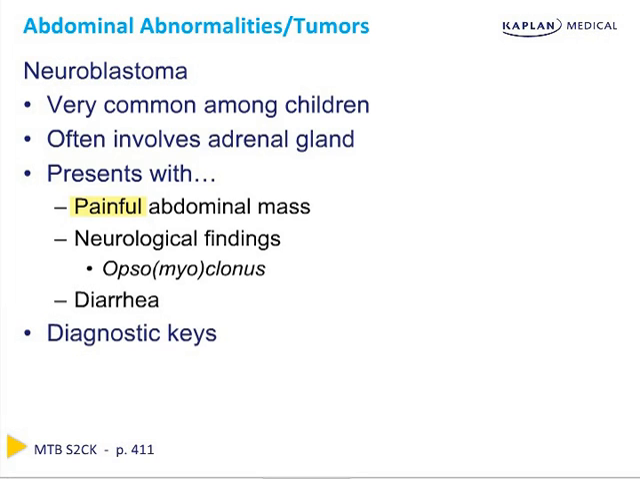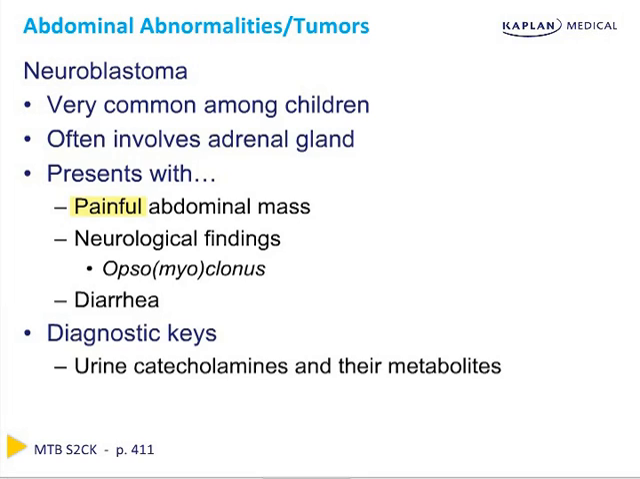So the diagnostic key feature is you've got to look at urine catecholamines and their metabolites. That's great because in this population we want to see non-invasive tests when we can, and looking at the urine is really helpful. And 95% of children with neuroblastomas are going to have elevated VMA, which is vanillylmandelic acid, or homovanillic acid, HVA.